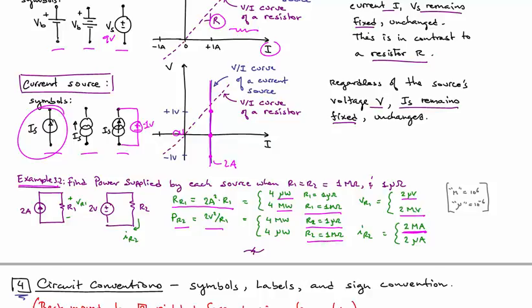If R2 is 1 megohm, now the current flowing through it is just 2 volts divided by 1 megohm, or 2 microamps, and that results in the 4 microwatts.